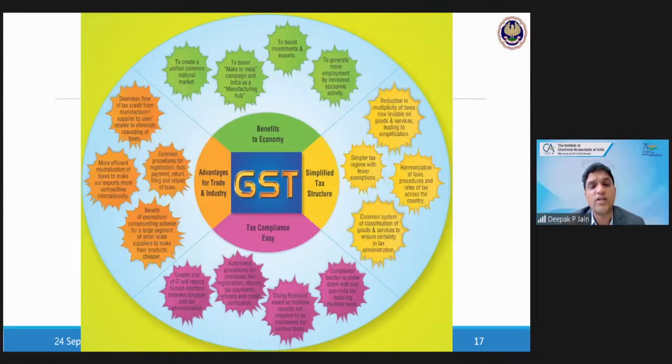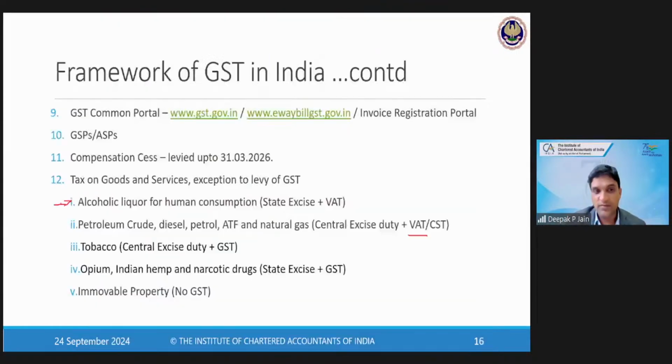Central excise duty is chargeable on a manufacturer when you manufacture something. So when you manufacture, central excise is there on these 5 petroleum products, only on these 5 petroleum products. On tobacco too, when you manufacture, central excise is still levied only on that.